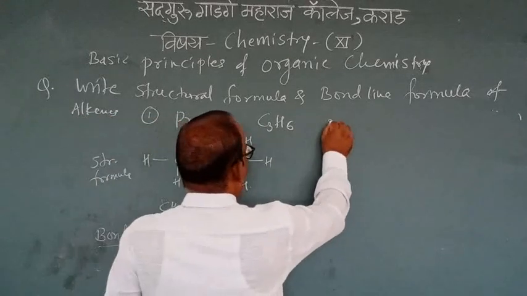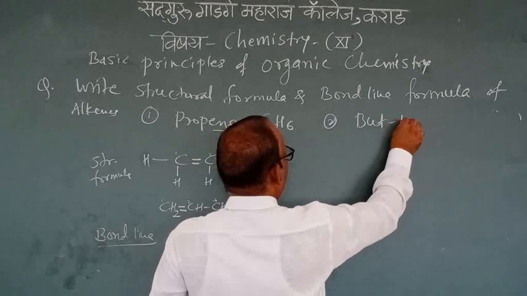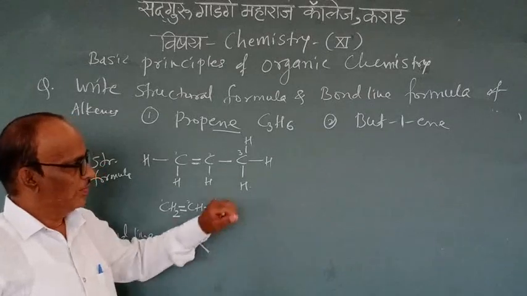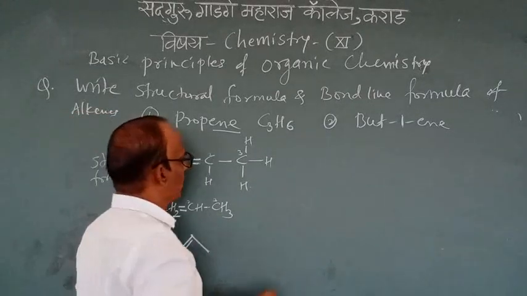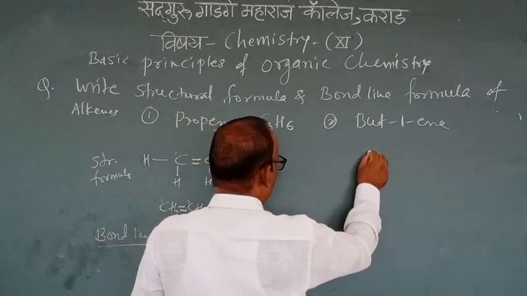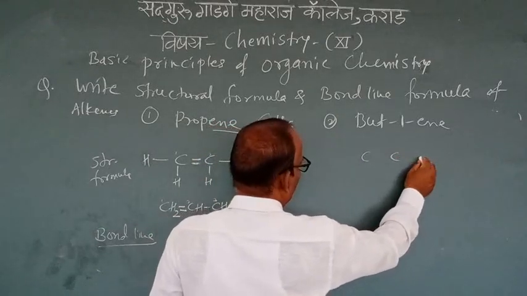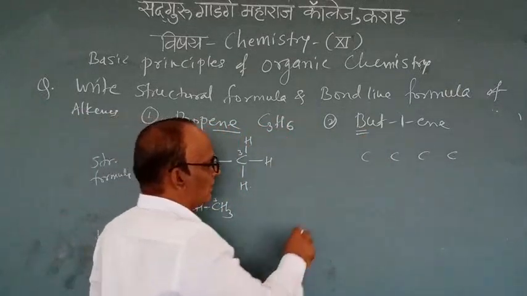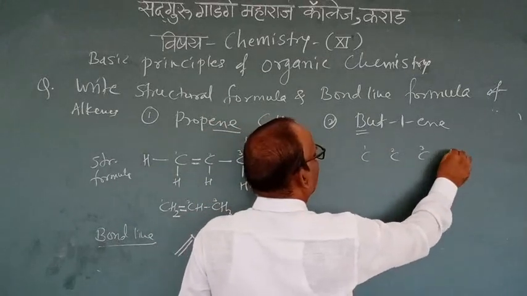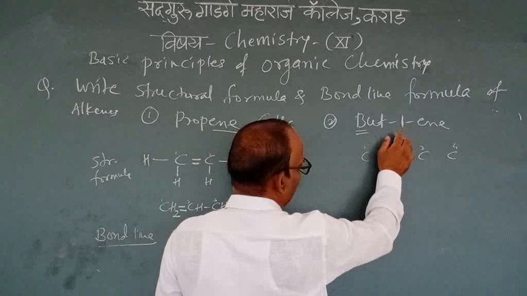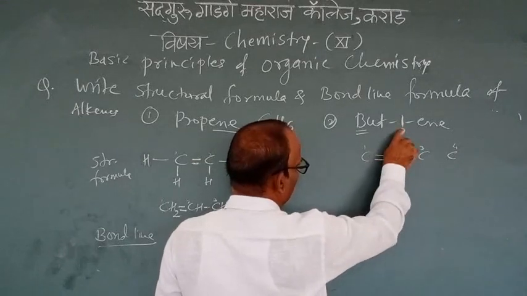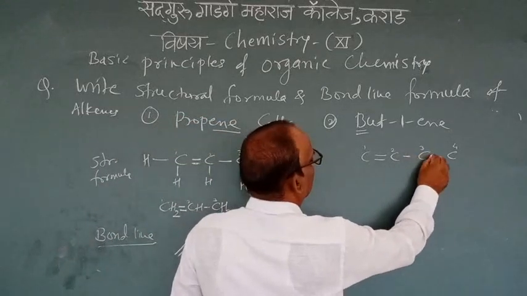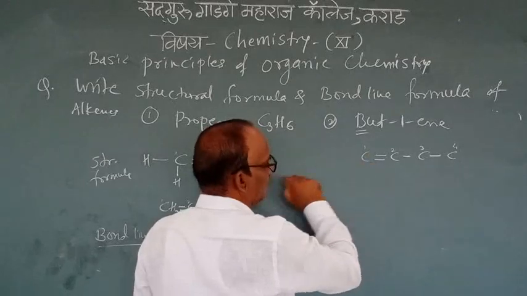Then take another example, but-1-ene. This is an isomer of butene. In butene, the double bond is present between carbon number 1 and 2. So write the structure. There are 4 carbon atoms. Butene means 4 carbon atoms. Number the carbon atoms 1, 2, 3, 4. Then between carbon number 1 and 2 there is a double bond. Here but-1-ene, 1 means the double bond starts from carbon number 1. Then the remaining are single bonds. Then satisfy the valency of each carbon.